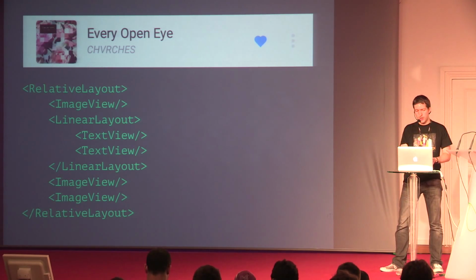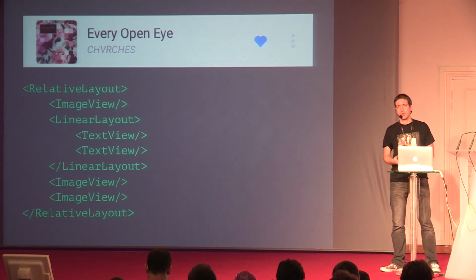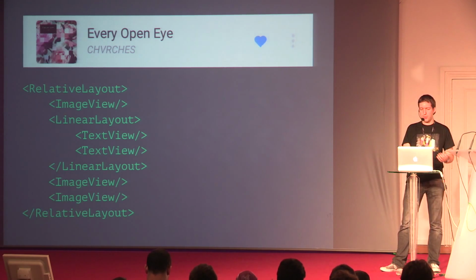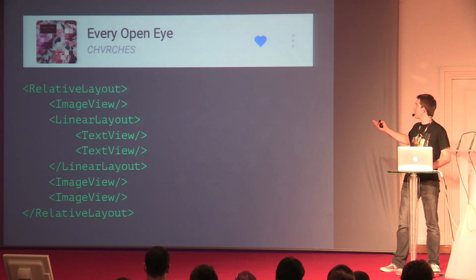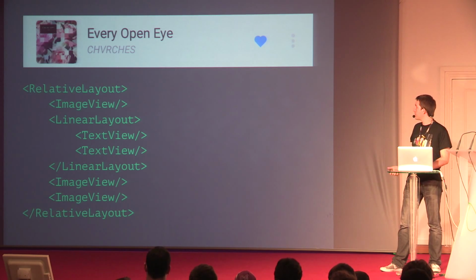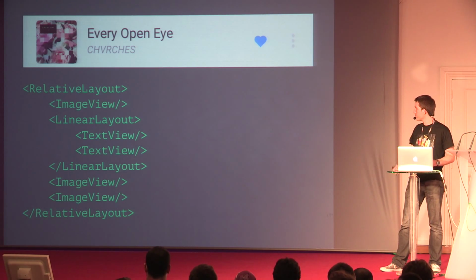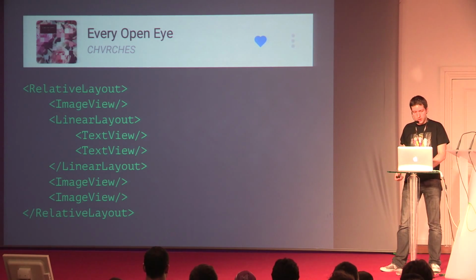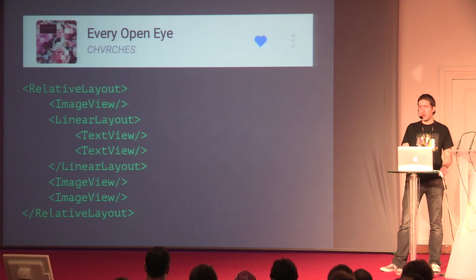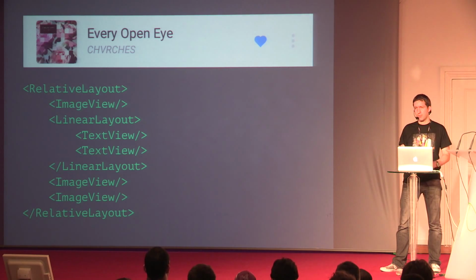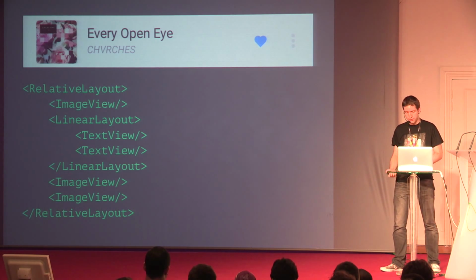If I look at how I would implement this with XML layouts, with the base framework classes, I would probably have something like this. So first, an image view for the cover with a relative layout as a parent. Then a linear layout in order to apply center gravity on two text views. Then two other image views for the buttons. And in some cases, with the hierarchy viewer, we can see that these base framework classes are not fast enough.